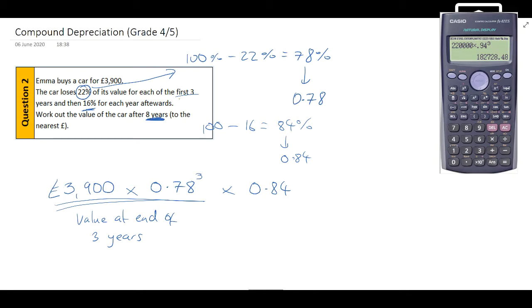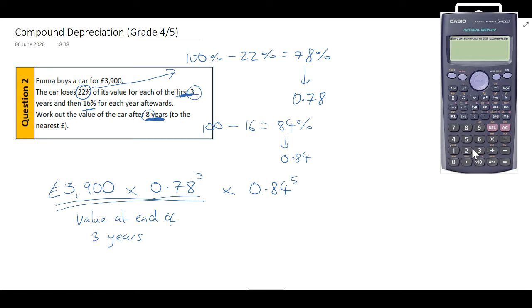So because the first 3 years are taken into account by this 0.78 to the power of 3, the remaining 5 years, the difference between this 3 and this 8, it becomes worth 84% of its original amount. So actually the calculation is 3,900 times 0.78 to the power of 3 times 0.84 to the power of 5.